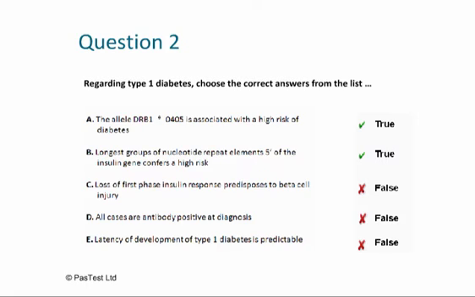The longest groups of nucleotide repeat elements, 5' of the insulin gene, is known to confer a higher risk. However, not all cases of type 1 diabetes are antibody positive, as antibody positivity may occur at a later stage. The latency of type 1 diabetes is unpredictable.